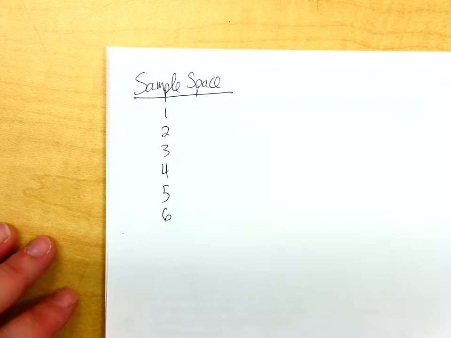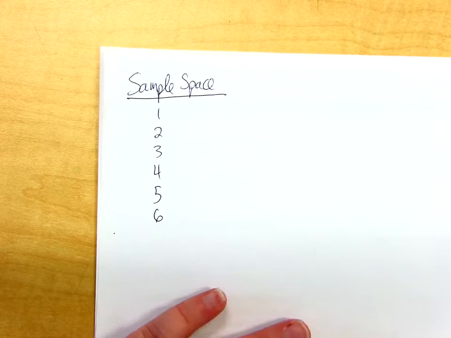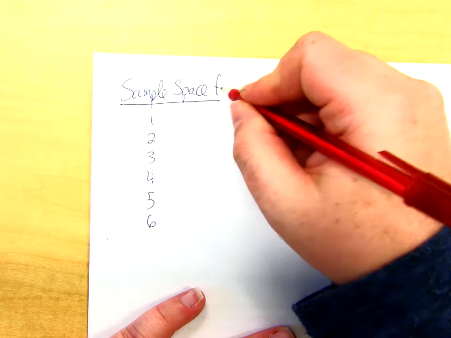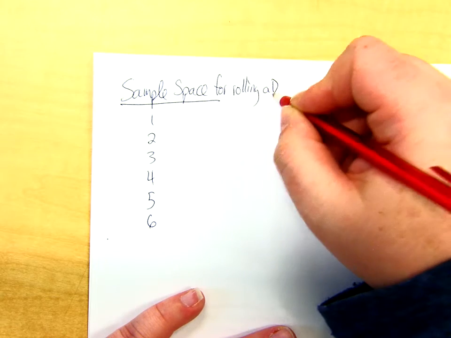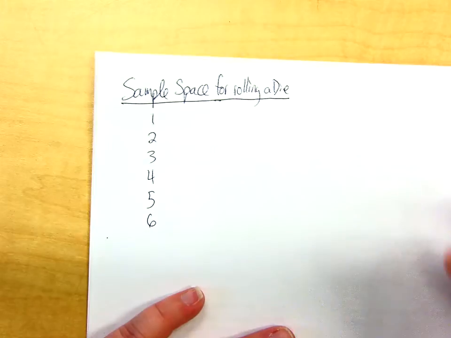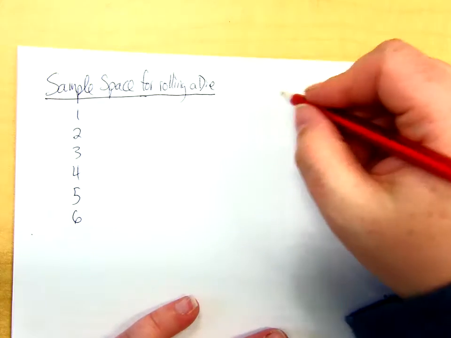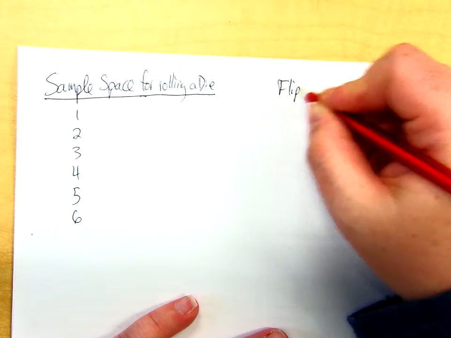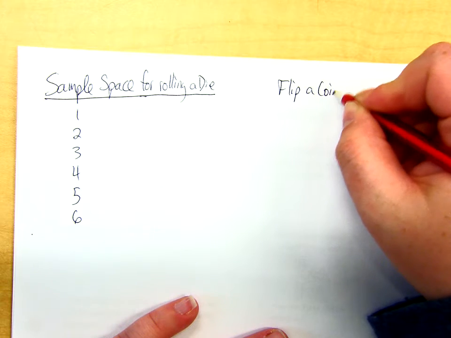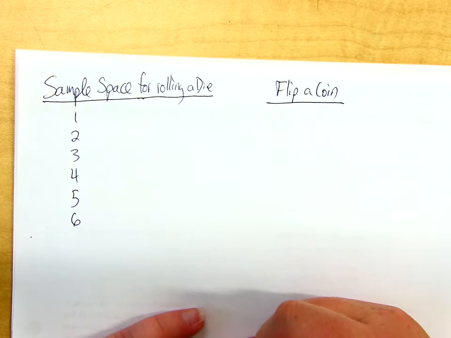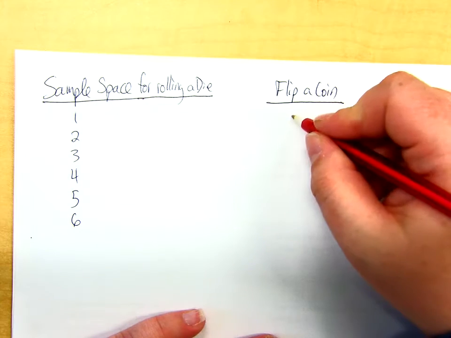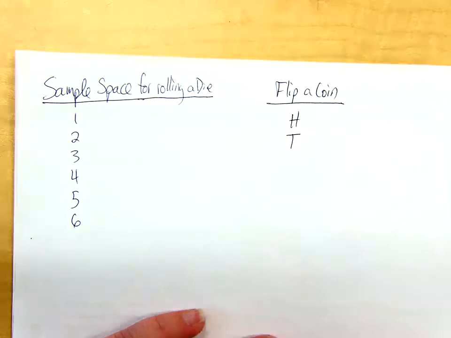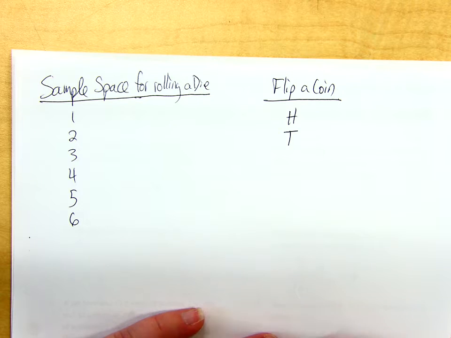Okay? Let's change gears a little bit. So this is the sample space for rolling a die. What if I were to flip a coin? Let's say we wanted to do the sample space for flipping a coin. What could it come out as? Heads or tails?